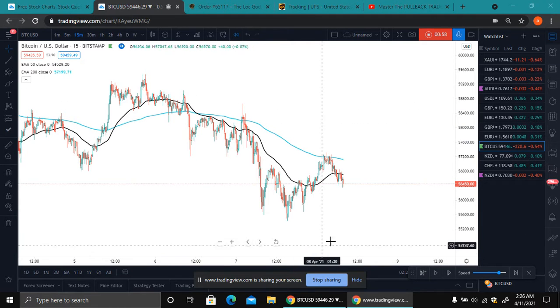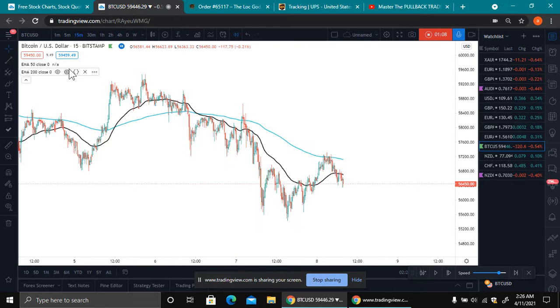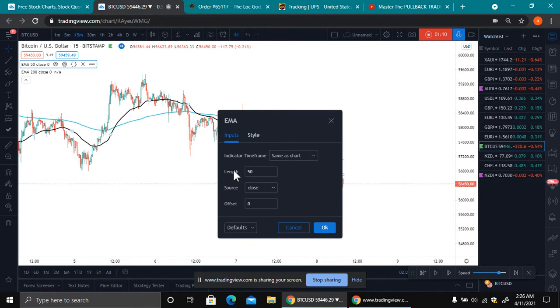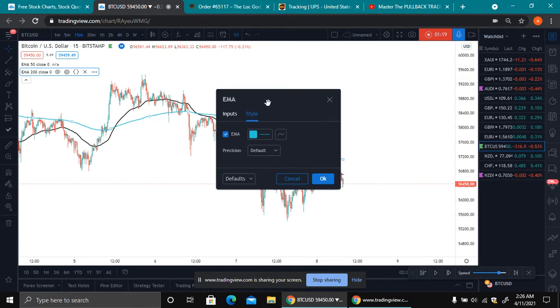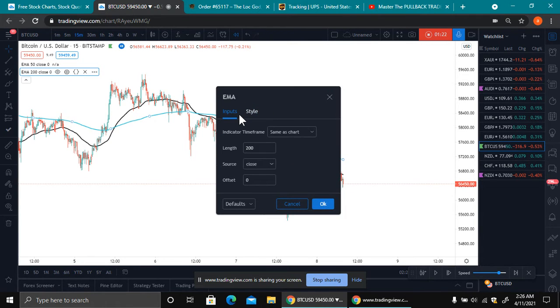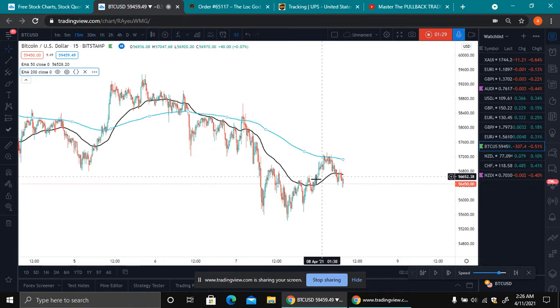Alright, so how this strategy works. You want to go to the FX symbol, go ahead and type in moving average exponential twice. And then these are your settings for the first one. You want to change your length from 9 to 50, close, 0, style is black, second line of thickness. And then the second EMA settings is 200, close, 0, same color, second line of thickness. Boom. Once we get that, we're good to go.